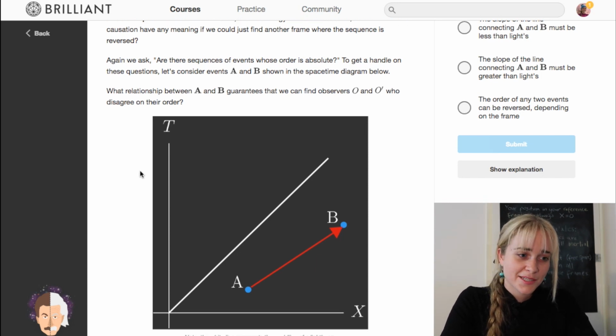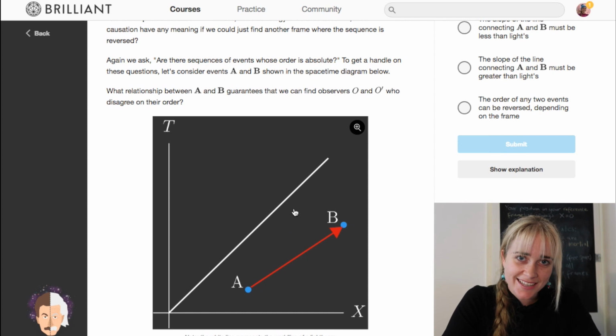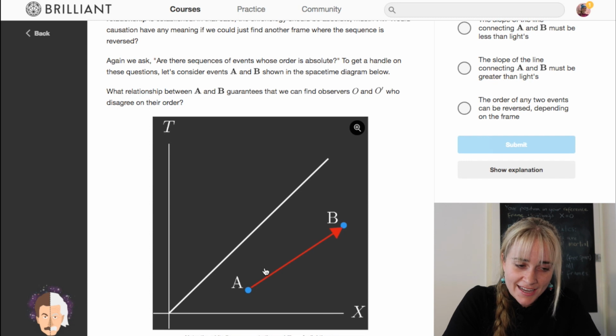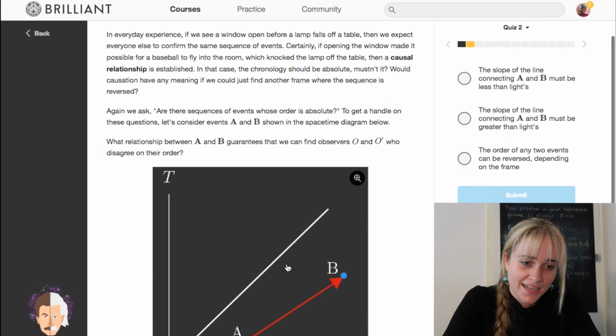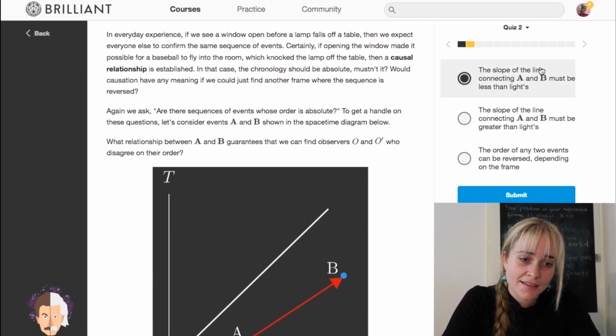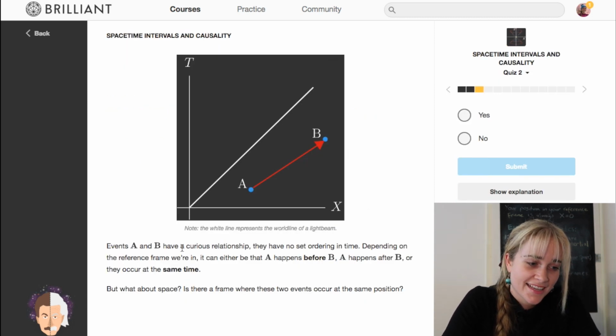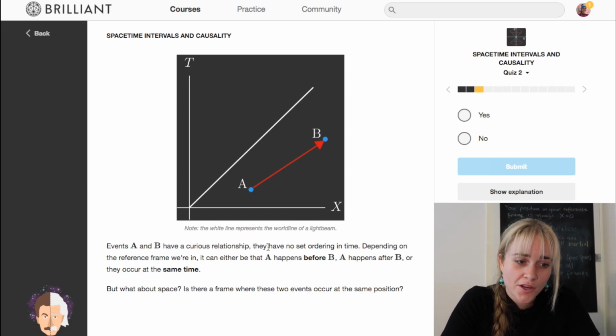So what relationship between A and B guarantees that we can find two observers who disagree on their order? If we take a look at this, the slope connecting A and B is a lower gradient than the speed of light, which would mean it's faster. But it's this answer here: the slope is less than light. What it means for A and B is that they have quite a curious relationship. They have no set ordering in time. Depending on the reference frame we're in, it can be either that A happens before B, A happens after B, or they occur at the same time.